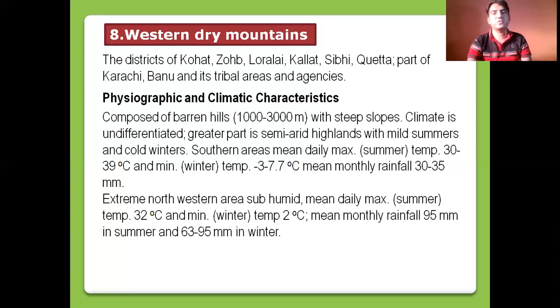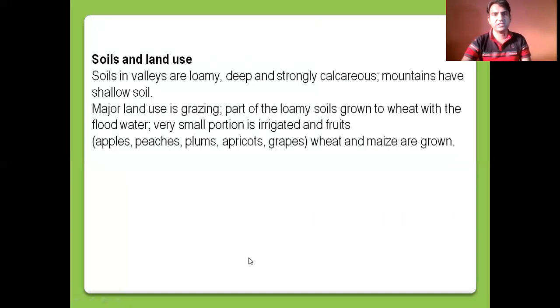In the southern areas the mean daily temperature is 30 to 39 degrees centigrade, and in the winter we have minus centigrade temperatures. Monthly we have 30 to 35 millimeters of rainfall there. In the extreme northwestern areas, the climate is subhumid. We'll see which types of crops are being grown here.